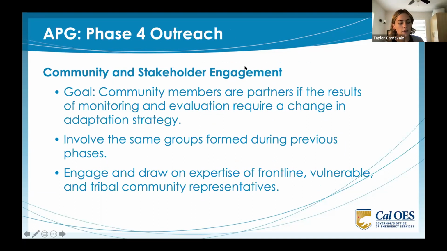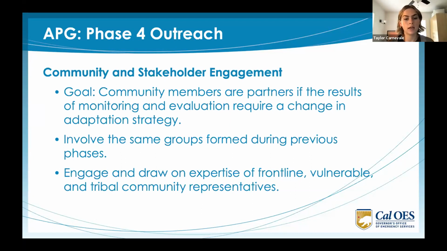And of course, as we've reiterated throughout this series, community and stakeholder engagement should be a very expansive and thorough part of the climate adaptation process. It should also be equitable. So make sure that everyone who's being impacted by the planning is being incorporated into that process actively and is a valued partner throughout that process. In addition to the project and core teams, that process should also include frontline, vulnerable, and tribal community representatives.